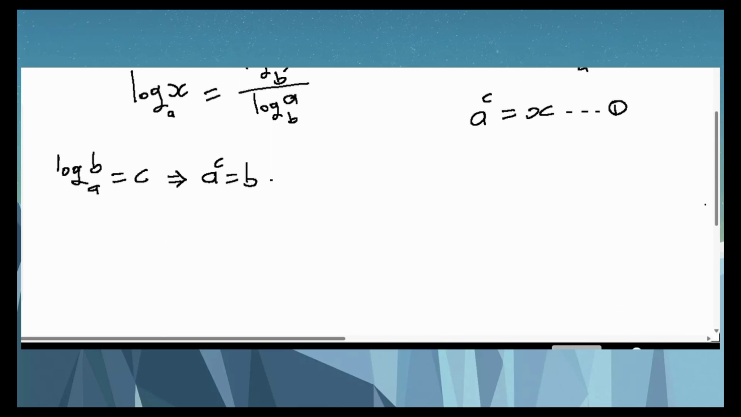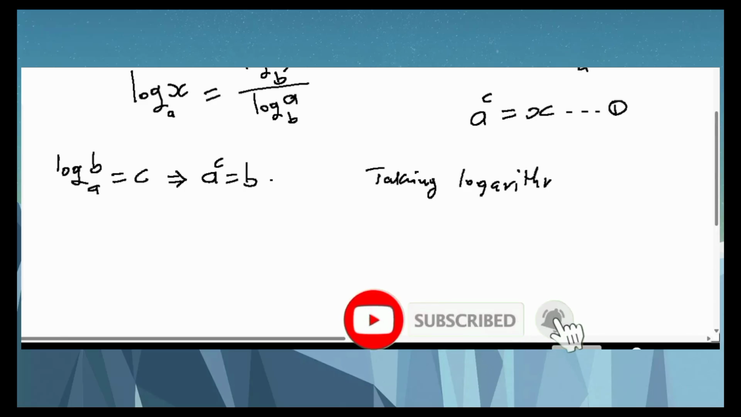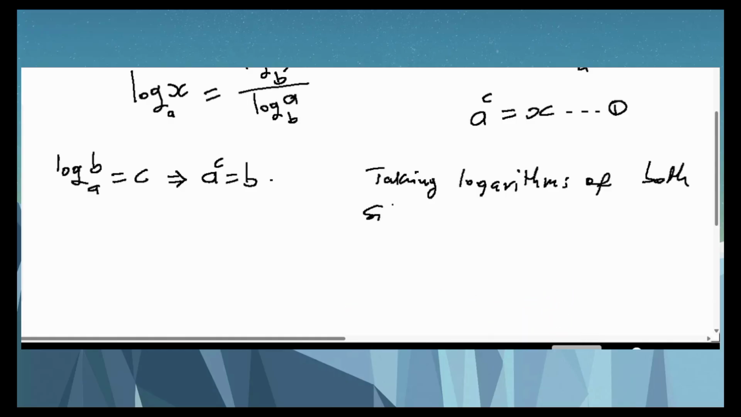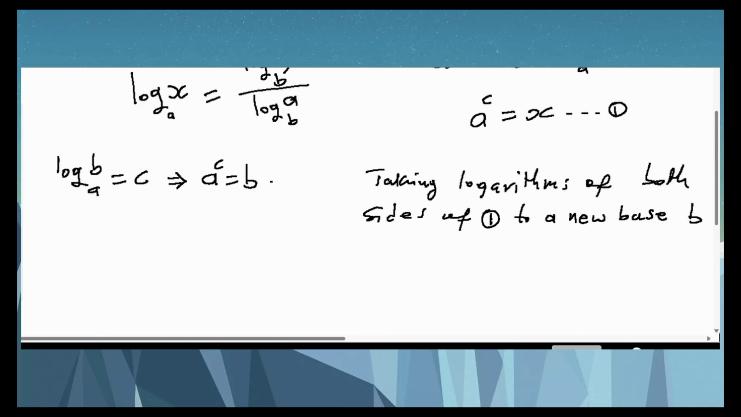Okay, equation 1. Then what we do next is take the logarithm of both sides of equation 1 to a new base. A new base, say base b, right, as we have there. So let's use b so that we can get the same thing over there. Say base b.